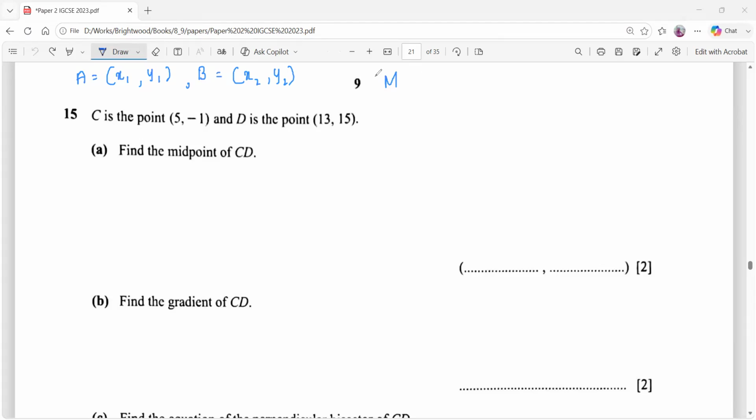The midpoint should be the addition of the x points, x1 plus x2 divided by 2, and the other one, y1 plus y2 divided by 2. And the gradient should be the y difference, y2 minus y1, divided by x2 minus x1. Now shall we try?